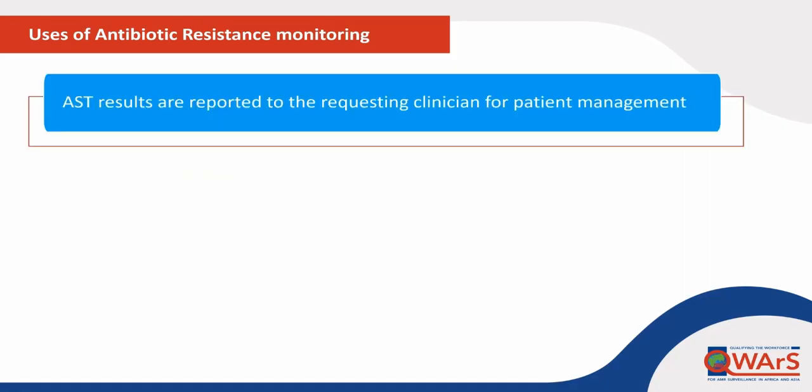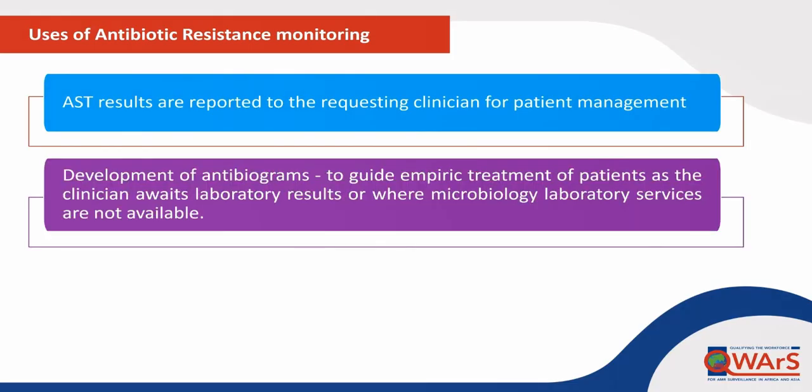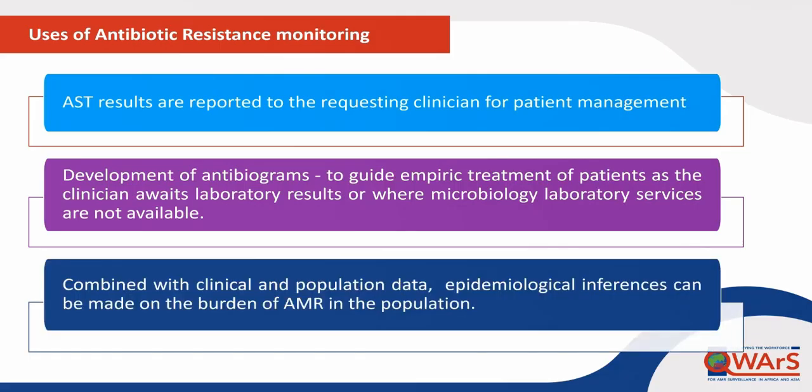AST results may be used by health facilities in different ways. For example, AST results should be reported to the requesting clinician for patient management. AST results can be aggregated for development of antibiograms at the end of the year to guide empiric treatment of patients as the clinician awaits laboratory results or where microbiology laboratory services are not available.